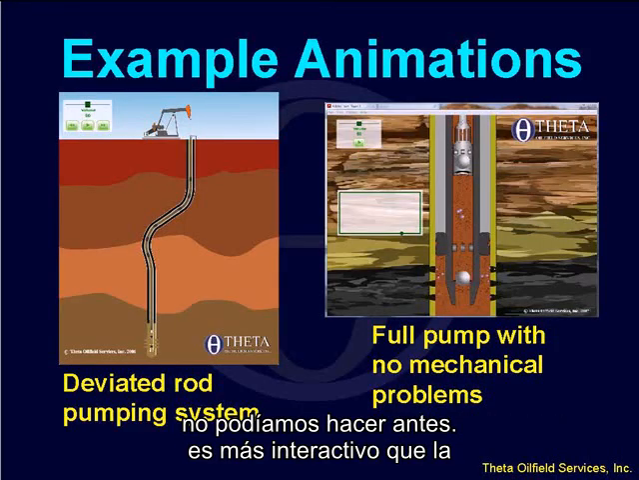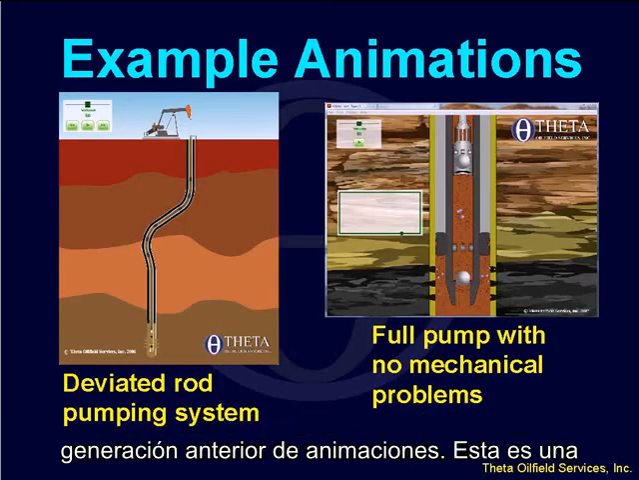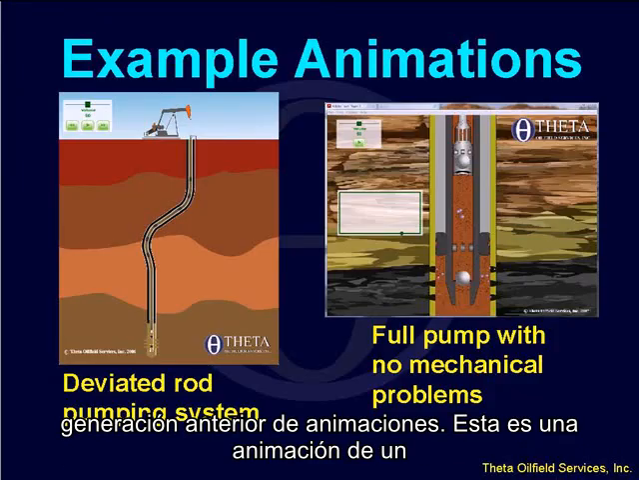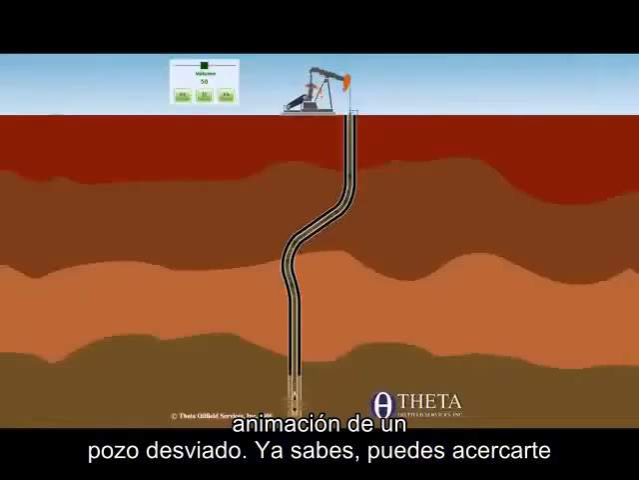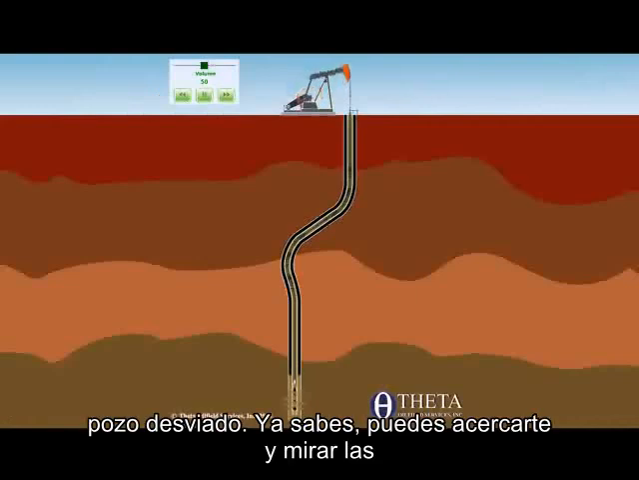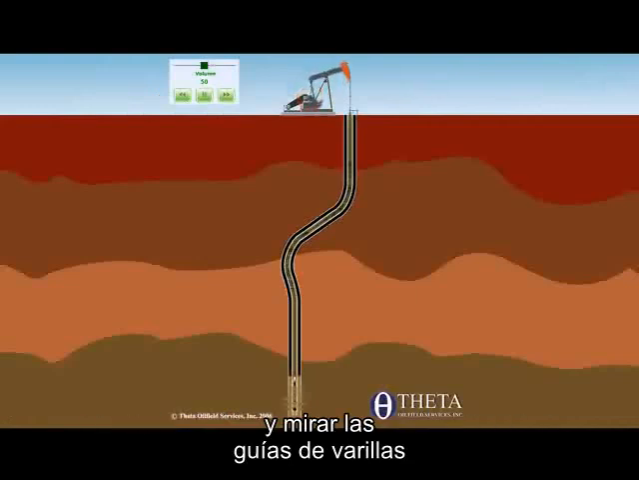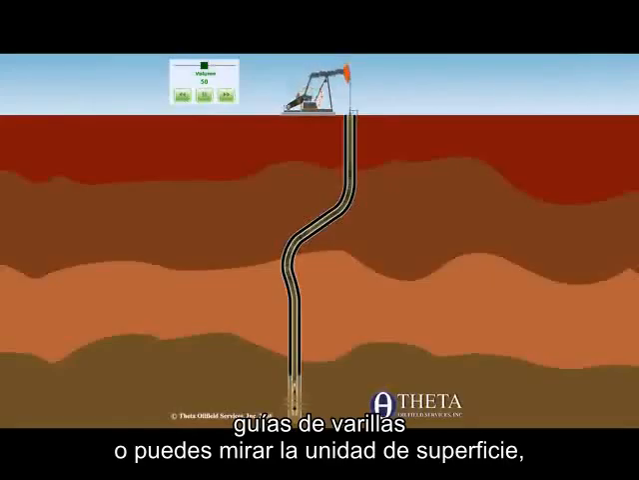This is more interactive than the previous generation of animations. This is an animation of a deviated well bore. Again, you can zoom in and look at the rod guides. Or you can look at the surface unit.